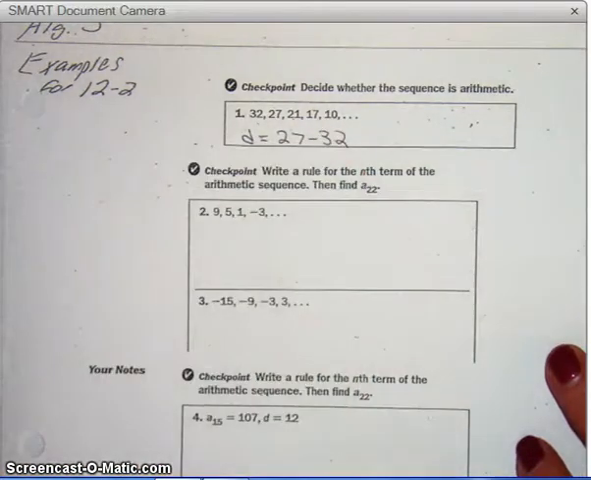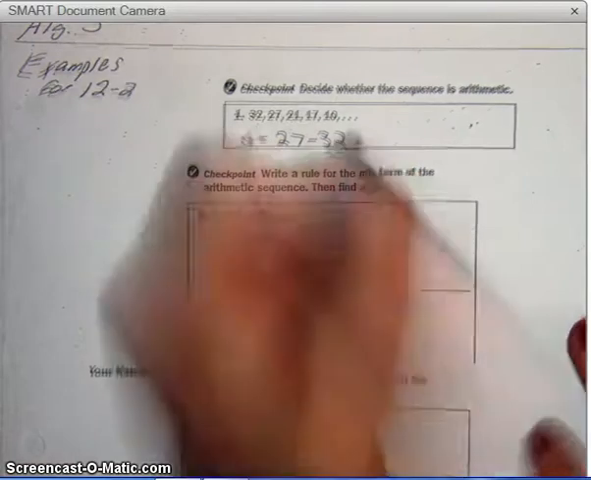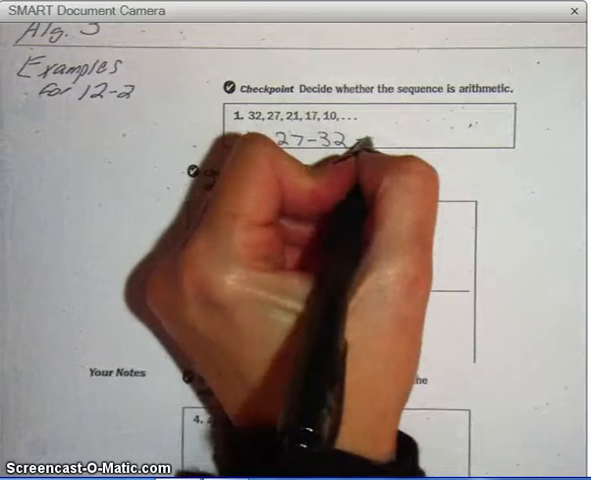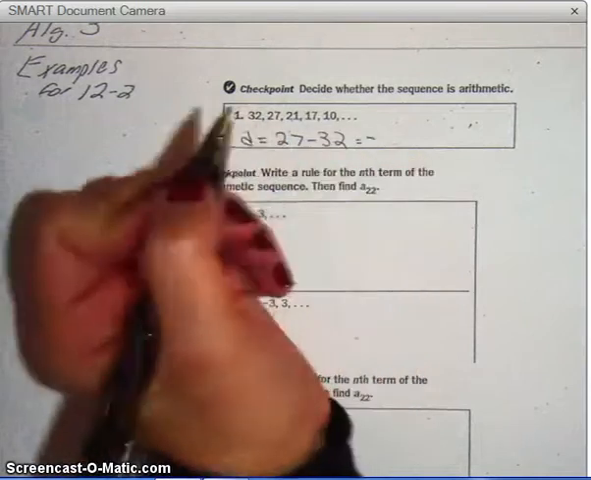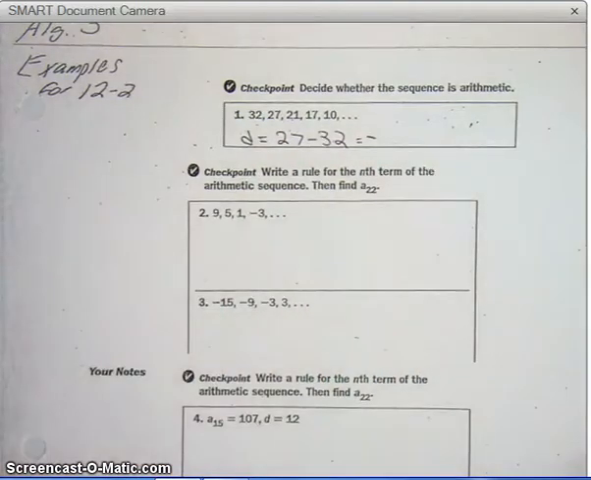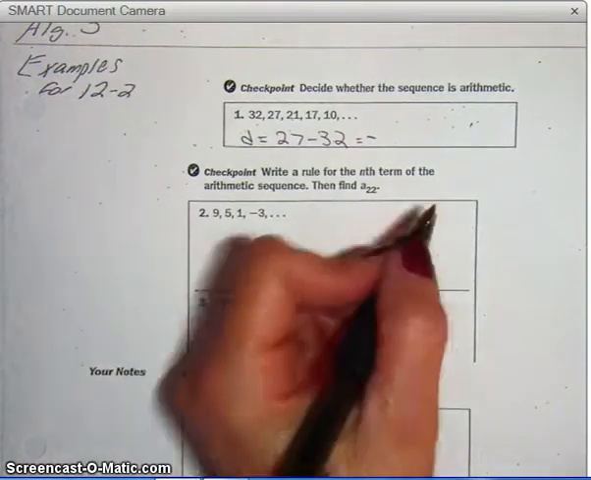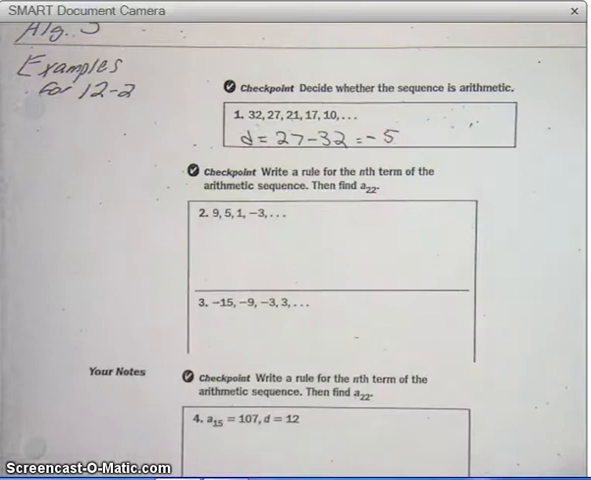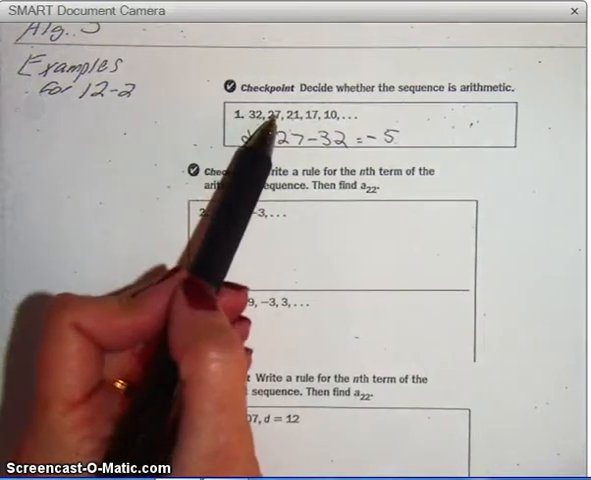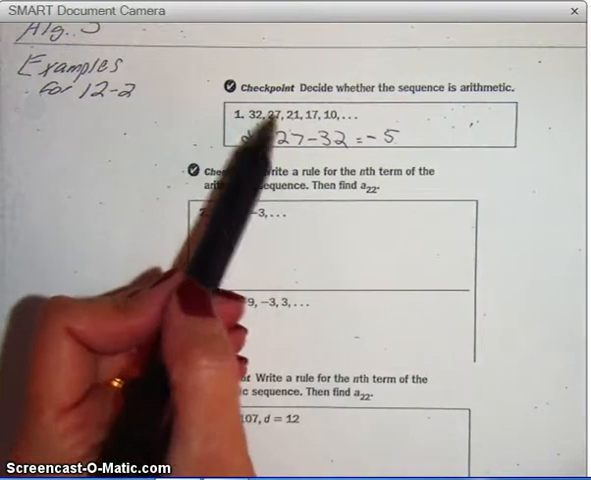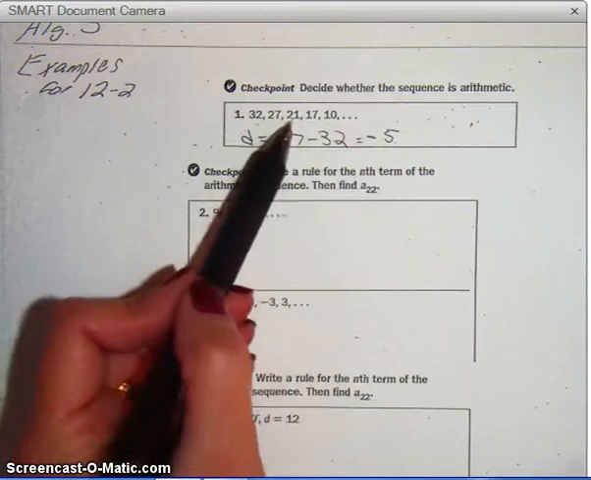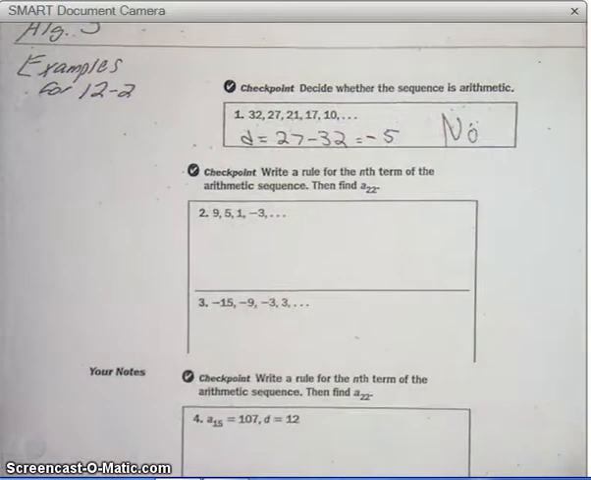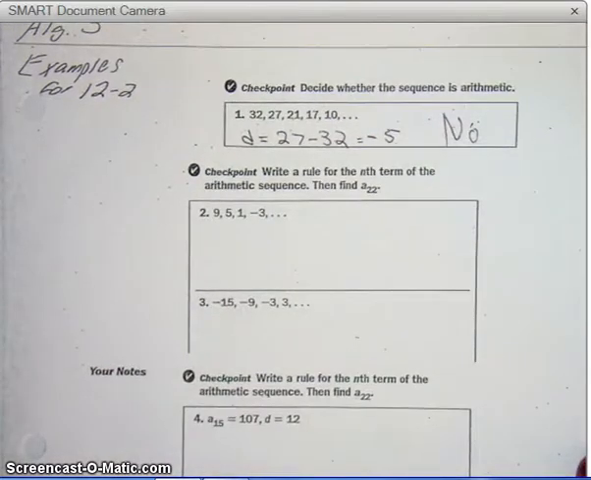What does that come out to be, Kayla? Negative? Negative what? 27 minus 32? So negative 5. All right, so 32 minus 5 is 27. Remy, is 27 minus 5, is that 21? No. No. So our answer, big fat no. Okay, that was easy, right?